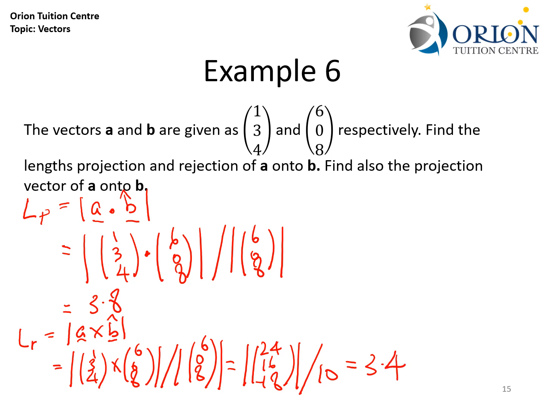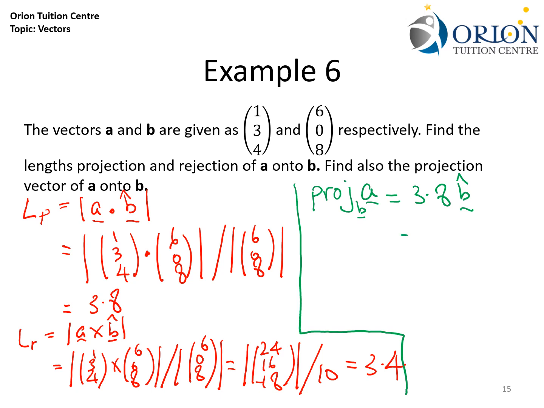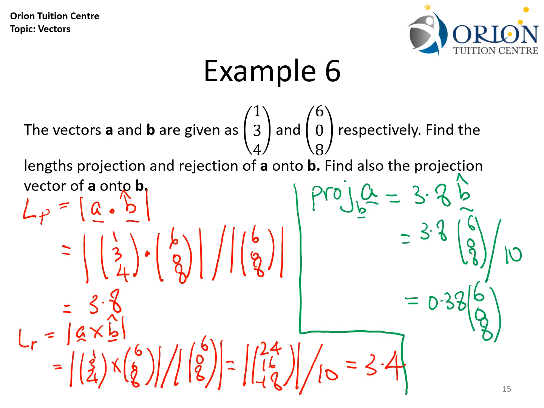And finally, for the vector of projection of A onto B, we can write it as proj of vector A onto vector B, like this, equals 3.8, which is the length of projection, multiplied by B cap. So we have 3.8 multiplied by (6, 0, 8) divided by the modulus of B, which is 10, and therefore we end up with 0.38 times (6, 0, 8), and this is the projection vector of A onto B.